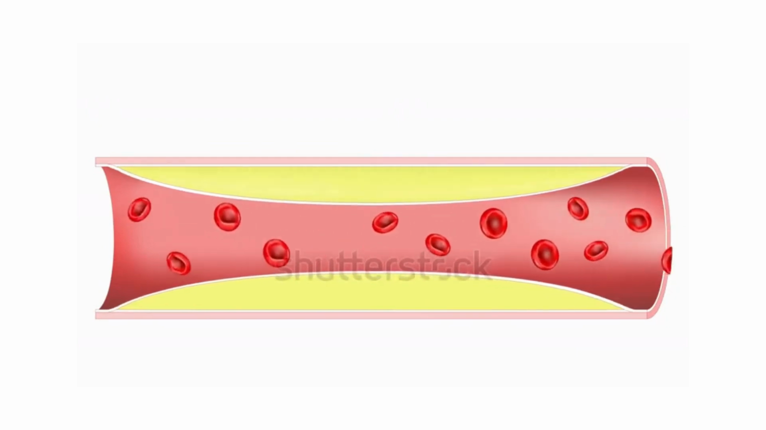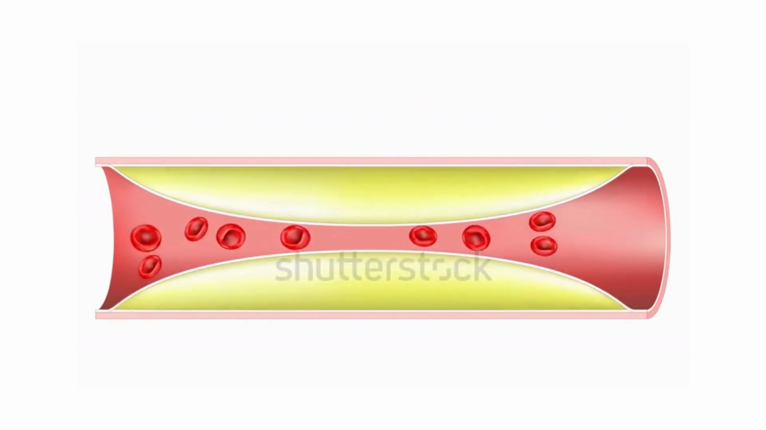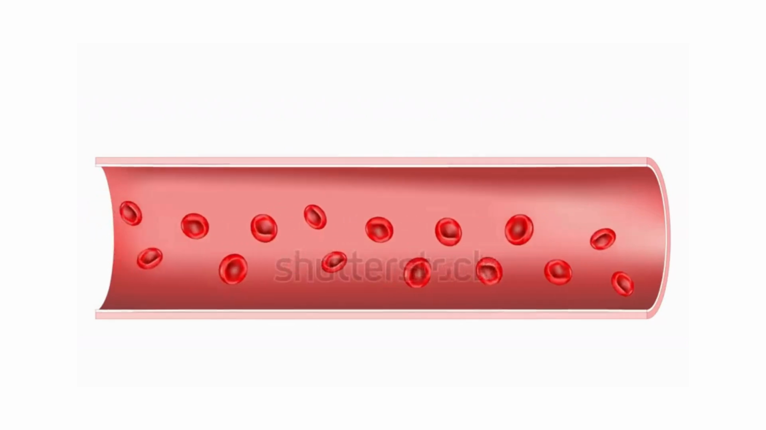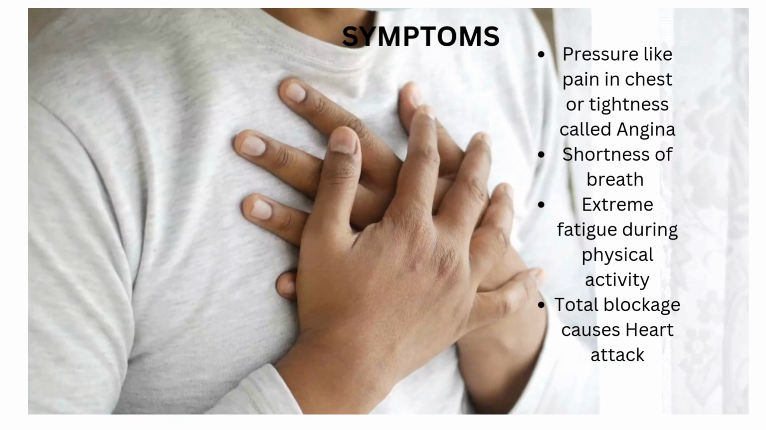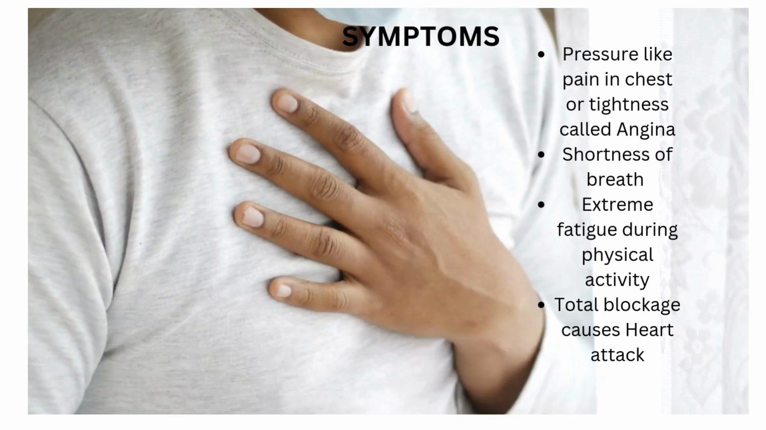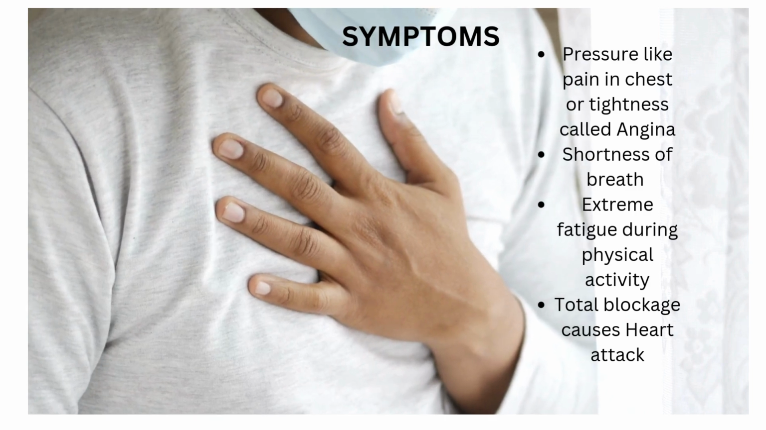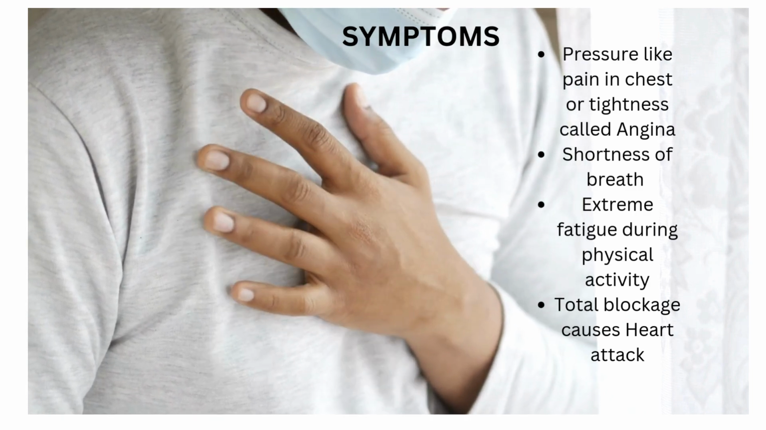Blood flow to the heart decreases. Heart does not get enough oxygen and nutrients. It has to work with a less amount of oxygen. Symptoms start to develop. There will be pressure like pain in chest or tightness called angina, shortness of breath, extreme fatigue during physical activity, and if coronary artery is totally blocked, it will cause heart attack.